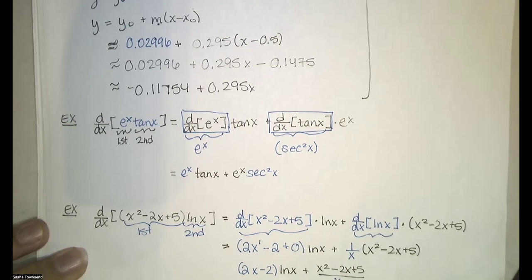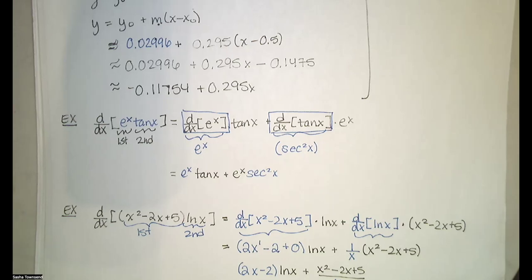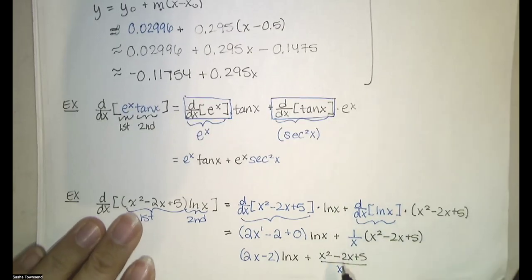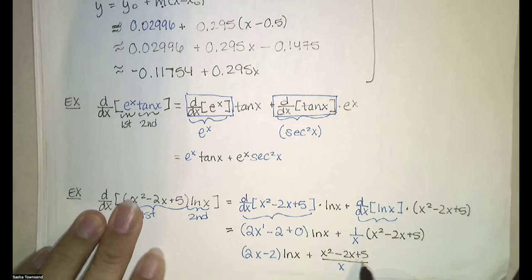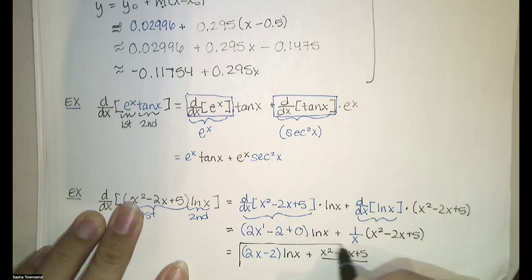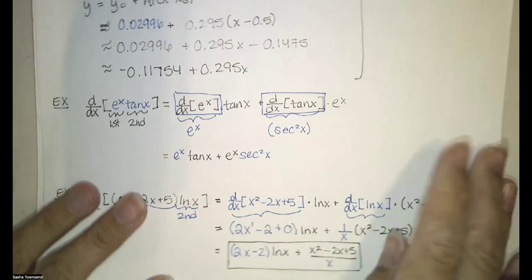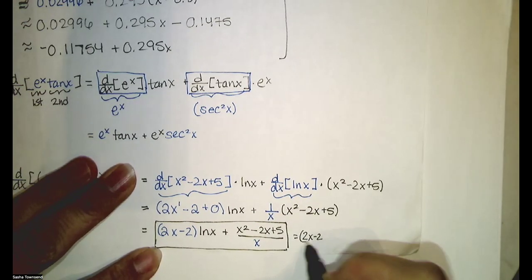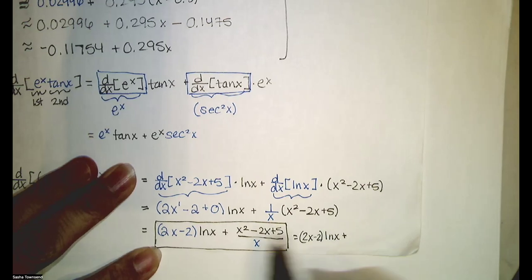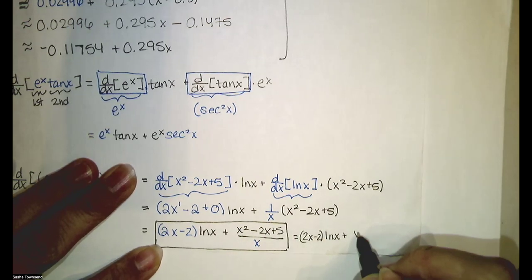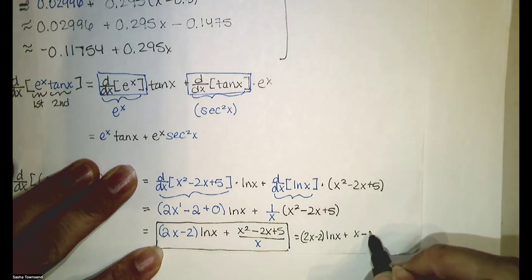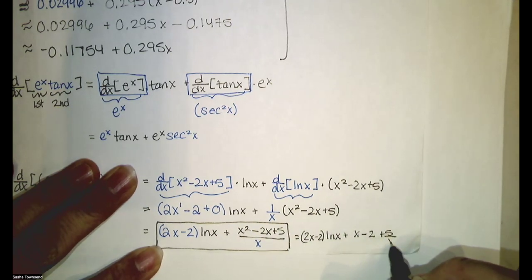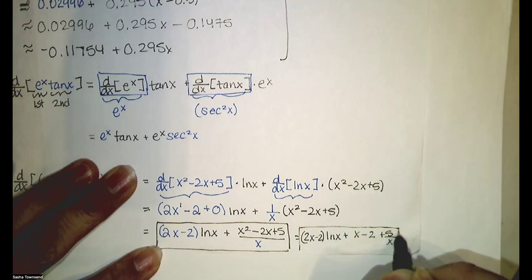You also have the option of, rather than writing it as a quotient, simplifying. You could do the x squared divided by x equals x, and then the 2x divided by x is negative 2, and the 5. So this version is one possibility, and then you have this other version, which is another possibility. So you've got 2x minus 2 times natural log of x plus x squared over x, which is x, negative 2x over x, which is negative 2, plus 5 over x. So either one of those is fine.